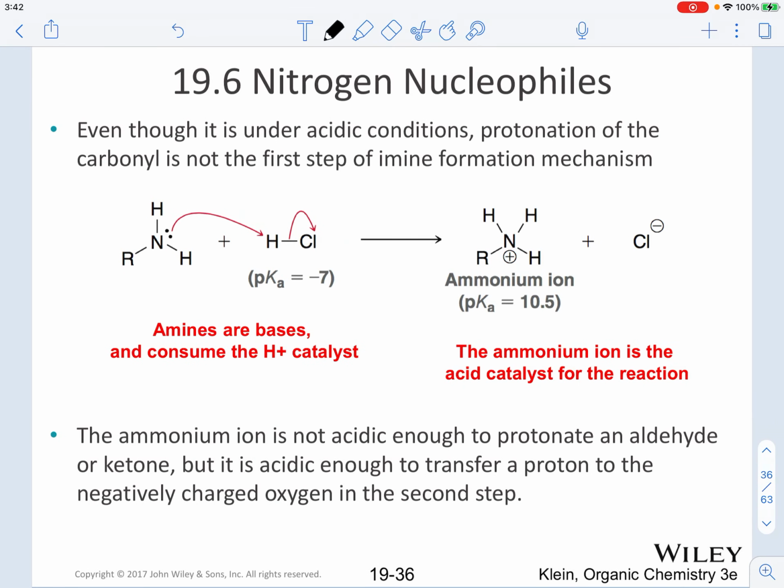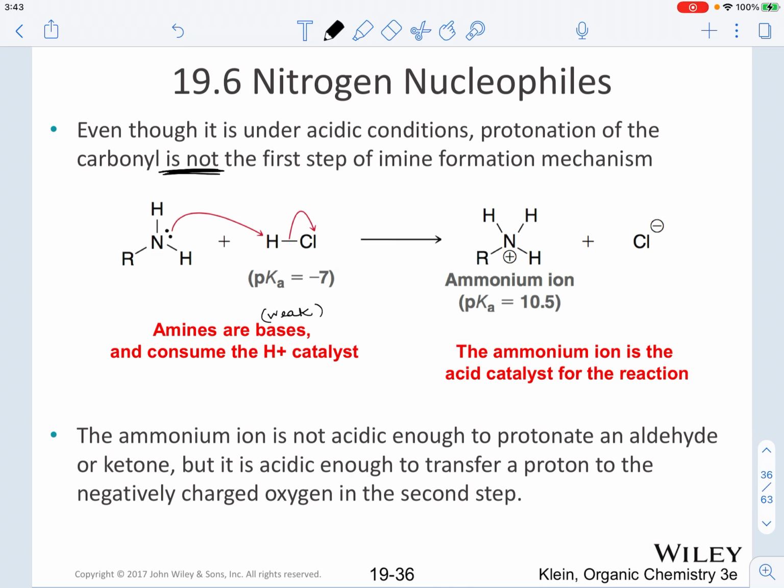Even though this reaction is under acidic conditions, the protonation of the carbonyl is not the first step of the mechanism of the imine. Let's take into account, remember, that amines are bases. They are weak bases nevertheless, but they're still bases.